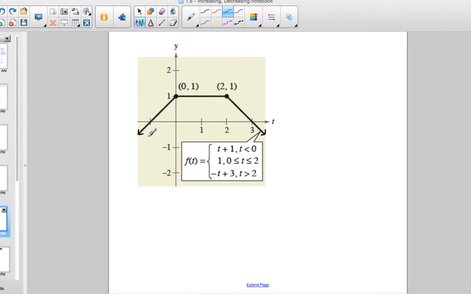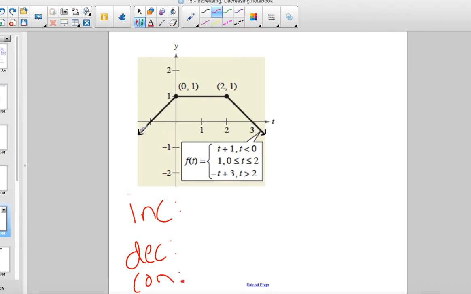This one you can do on your own, so just pause the video really quick. Give me increasing, decreasing, and constant intervals. Okay, so if you've done this one, we'll just label these really quick. Increasing, decreasing, and constant.